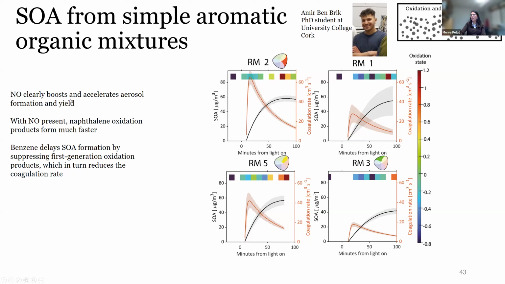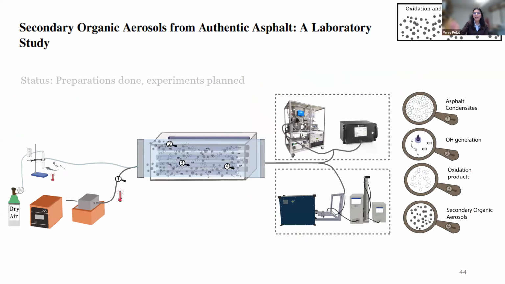And one other thing we saw that NO did was, if you look at these colors up here, these are different oxidation states of the gas phase. The color scale is different from the one over here. Reaction mixtures number 2 and 5 have NO in them. So what we see is that we form these higher oxidized species much faster with NO than without. And the next thing I'm going to do at Lund is use the authentic samples and see if I can get similar things, or combine it with other things I had.